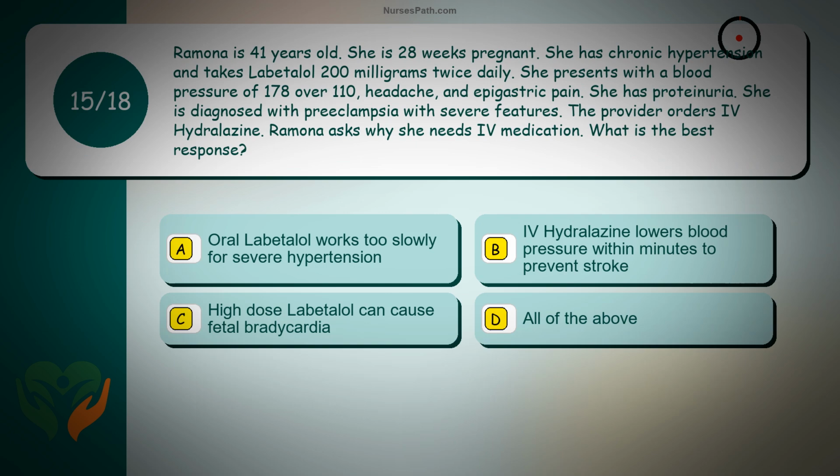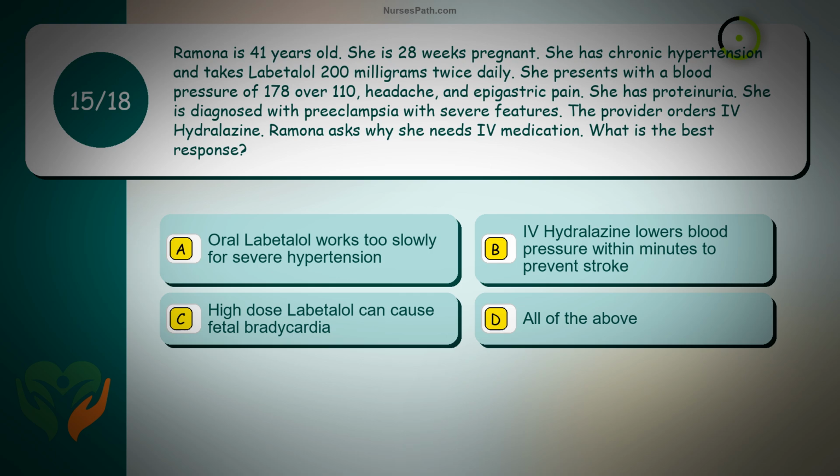Question 15. Ramona is 41 years old. She is 28 weeks pregnant. She has chronic hypertension and takes labetalol 200 mg twice daily. She presents with a blood pressure of 178/110, headache, and epigastric pain. She has proteinuria. She is diagnosed with preeclampsia with severe features. The provider orders IV hydralazine. Ramona asks why she needs IV medication. What is the best response?